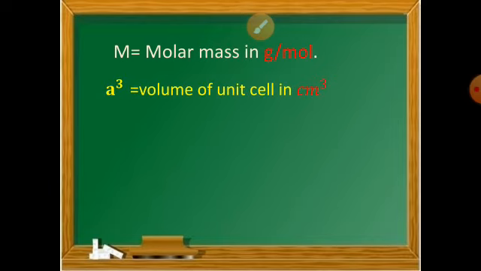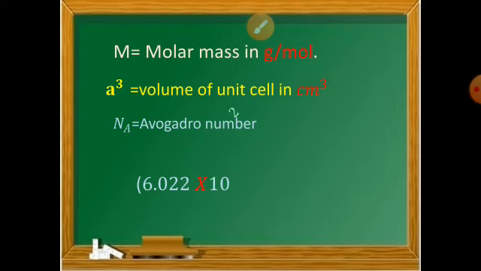Then a cube is the volume of unit cell in centimeter cube, and if it is only a, then it is the edge length. And Na is the Avogadro's number, and its value is 6.022 into 10 raised to 23.